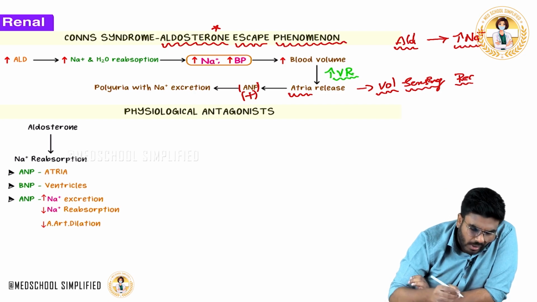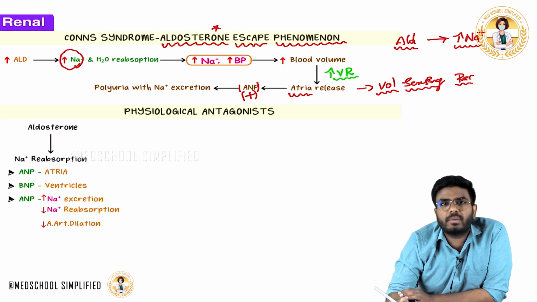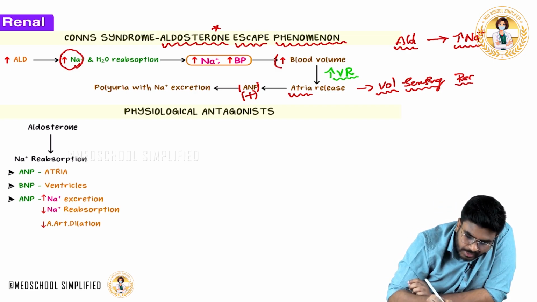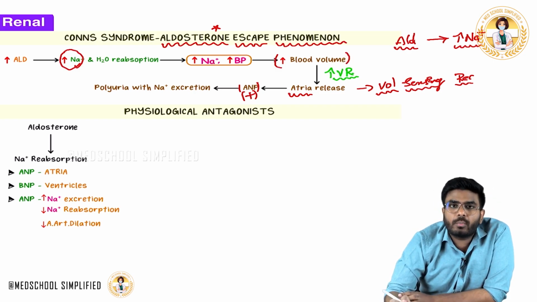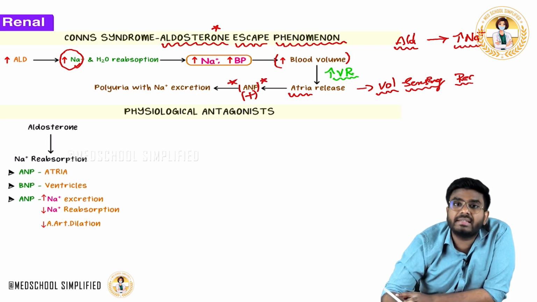See, simple, right? Unnecessary amounts of sodium are coming into the body, increasing the blood volume. So what does your body have to do? It has to counteract. It has to produce counter-regulatory hormones. The counter-regulatory hormone which is getting synthesized and produced here is the atrial natriuretic peptide.